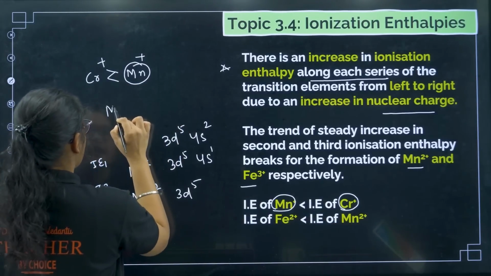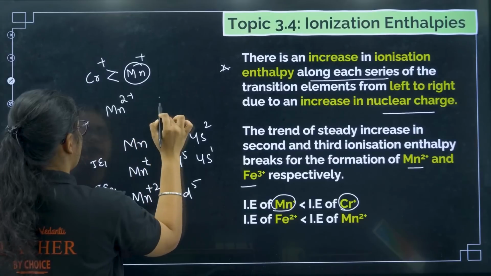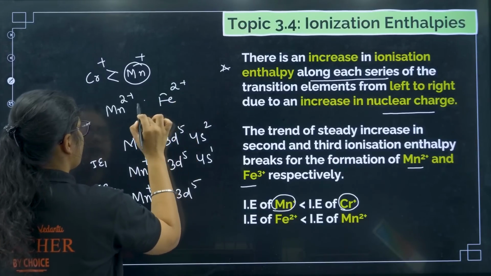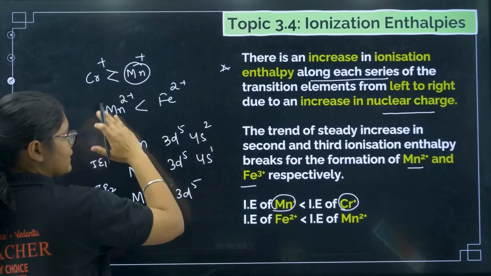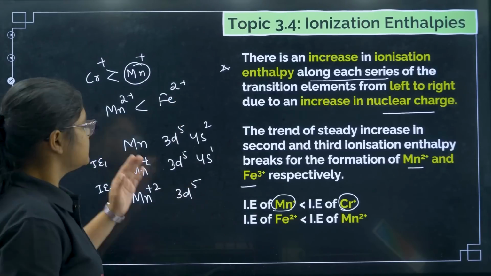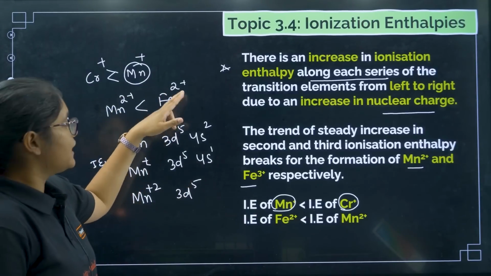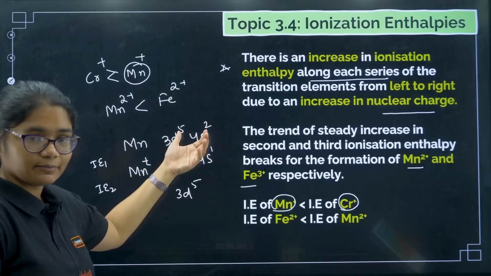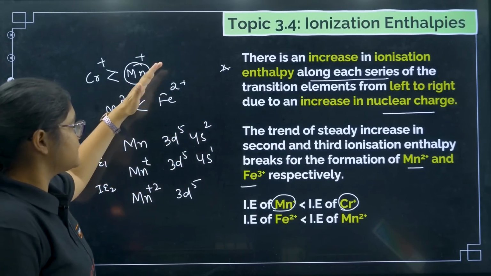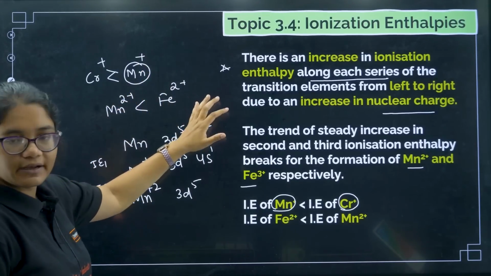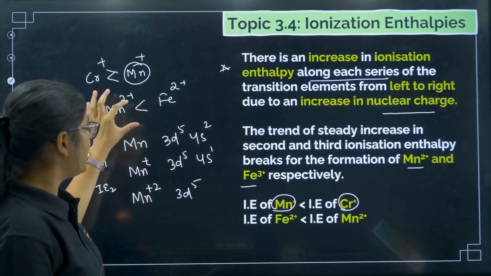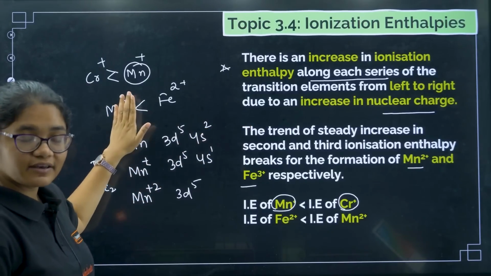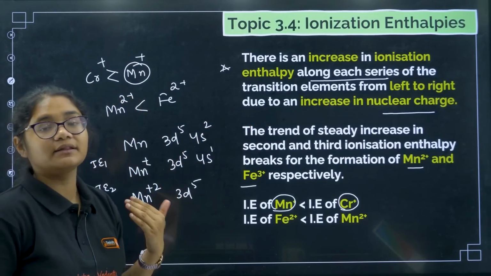The same thing applies for Fe2+ and Mn2+. If you see Mn2+ and then Fe2+, along the period, after manganese the next element is iron, so it should increase. But Fe2+ to Fe3+ gives a 3d5 configuration, which is very stable. So it can easily get converted from Fe2+ to Fe3+, whereas Mn2+ is already stable and does not want to go to the Mn3+ state.